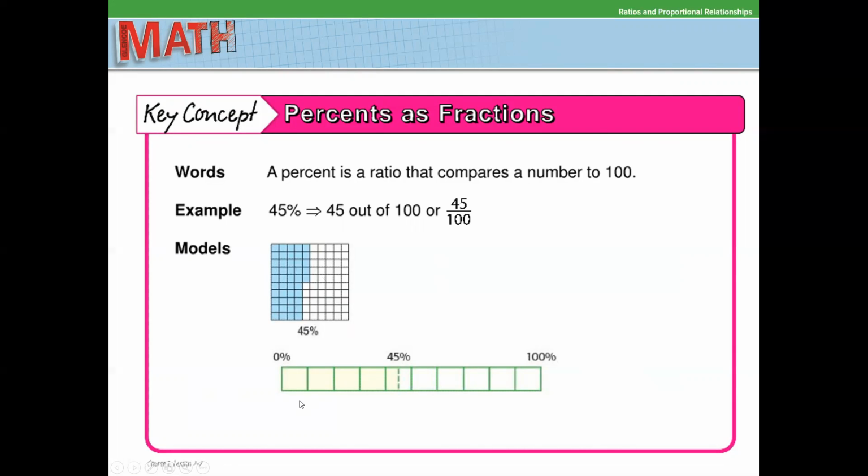What does that look like in a bar diagram? 10, 20, 30, 40, and half of 10 is 5. 45% of this bar is shaded yellow.